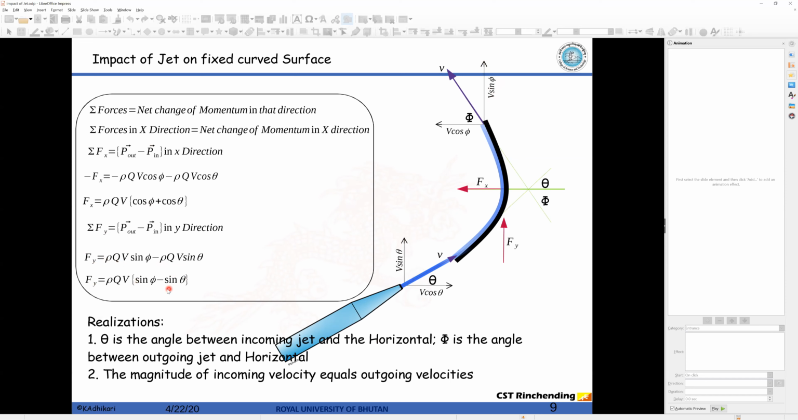Now one more thing to understand here is, whatever force you have calculated right now is the force exerted by the vane on the control volume. Many a time a question will be asked to find the force exerted by the jet on the vane. Now the force exerted by the jet on the vane would be equal in magnitude to F_x and F_y, but opposite in direction. That is what we need to understand from here.